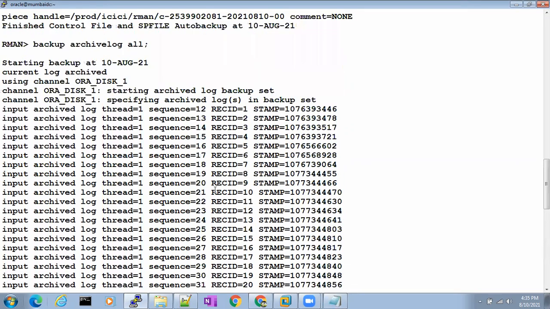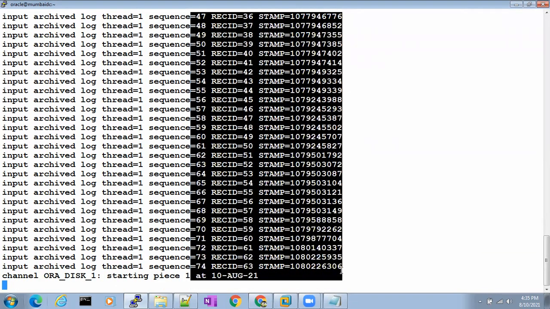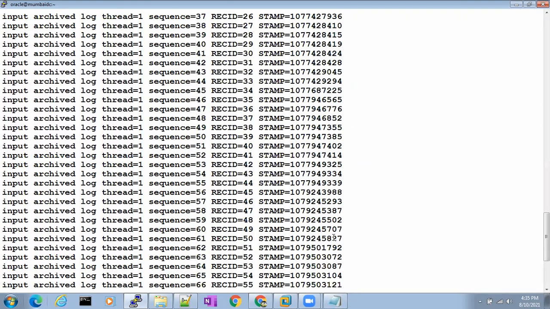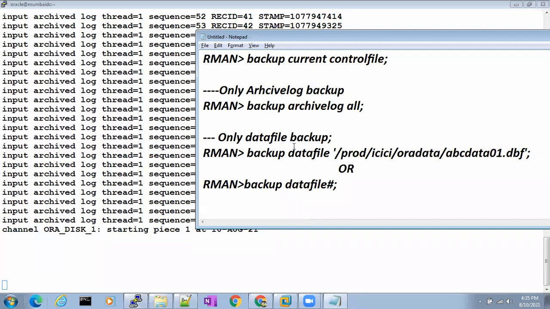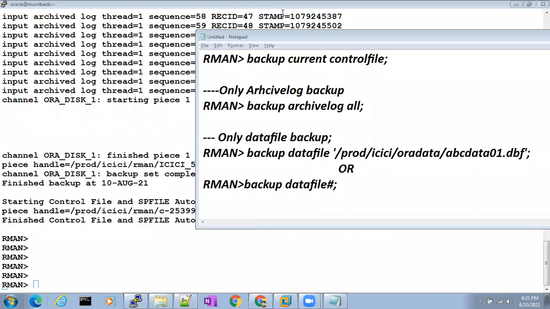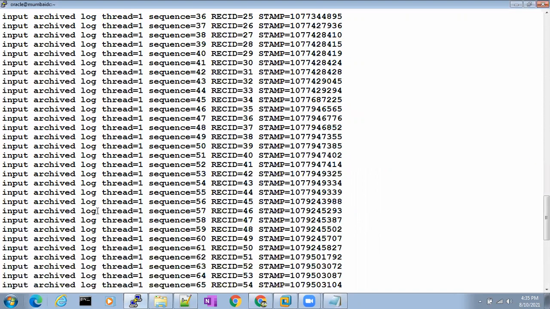It is still taking. The archive logs are very huge in number, so it is taking a long time to complete the archive log backup. Where are these backups getting stored now? My question to you people, please raise your hand, then only I will ask. I'm muting everyone. Yeah, backup completed. The archive logs backup is completed.